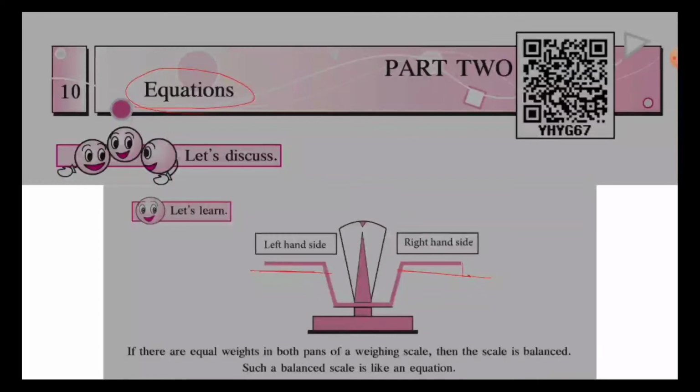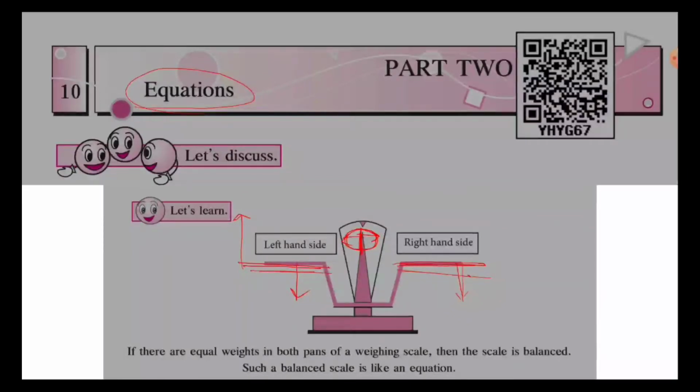If the right hand side is down and the left hand side is up, then we won't say that the weight is equal. We can only say that the weight is equal when both the surfaces are equal. And the needle in the middle should be in the middle itself. If it is bending this side, that means this side is heavier. Okay, so this is known as nothing but equation.